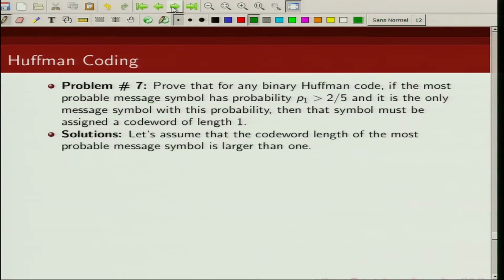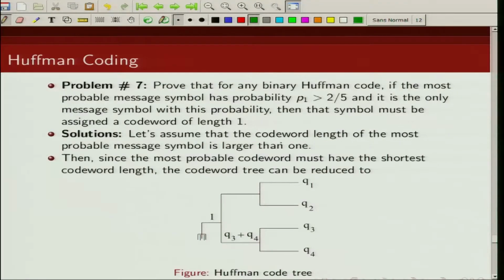Now we are going to use the method of contradiction to prove this result. Now how does method of contradiction work? So we are going to assume that, let's say, this particular message symbol requires more than one length code word, and then later on we will show that this is not possible. So our initial assumption that this message symbol has code word of length greater than 1 is incorrect, and that's how we will prove it.